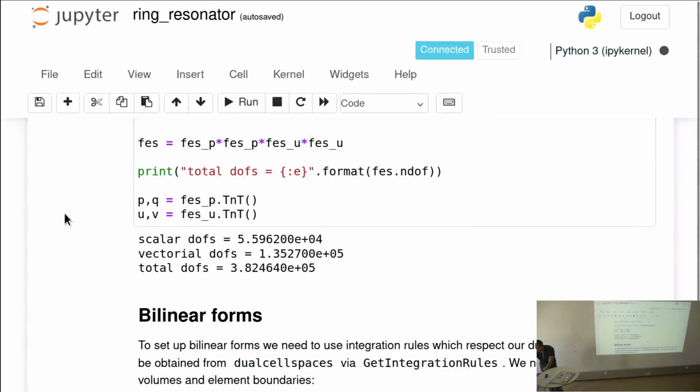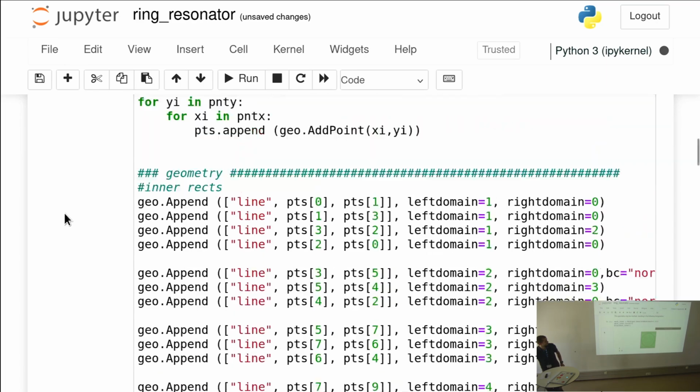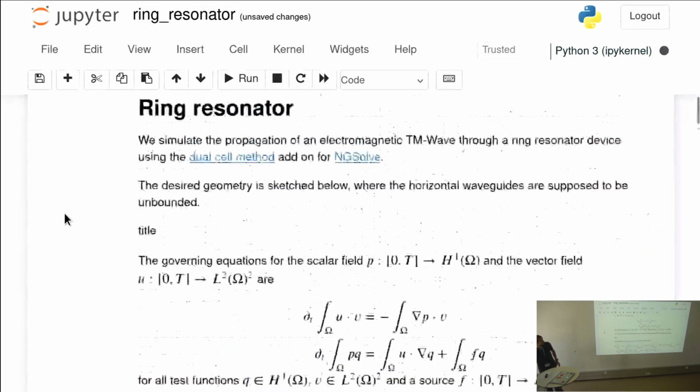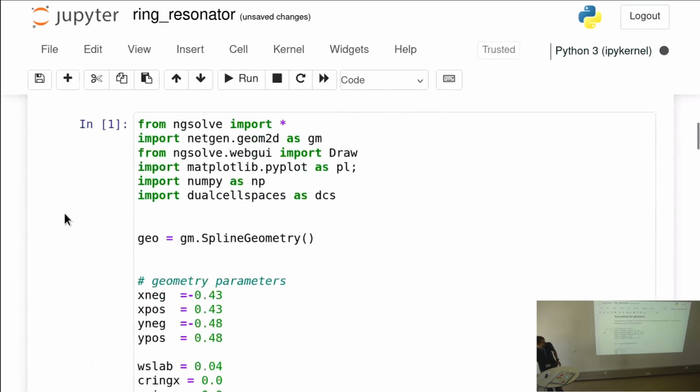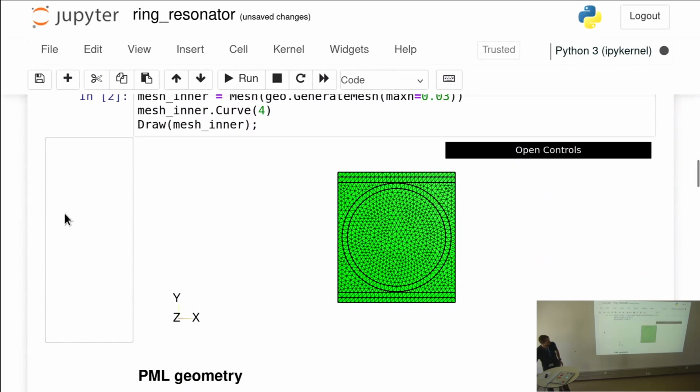Okay, so what we see here is a bit of a more elaborate example, but it's again in 2D. It's the well-known ring resonator experiment. We look at two waveguides here, two open waveguides, and a ring-shaped thing here. And as you can see, we have very, very small features in the mesh here. So our CFL condition will actually be terrible.